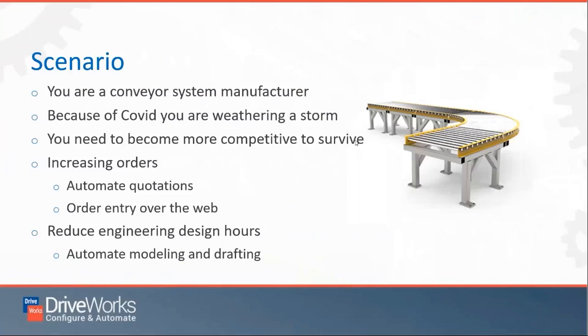So you need to become a little bit more competitive. It's something you've probably been thinking about for a while anyway, with all these people working from home. Let's start talking about automating things. We've identified two main things that we can use here to become a bit more competitive. We want to increase the amount of orders that are coming through. We figure we can probably do that by automating our quotations.